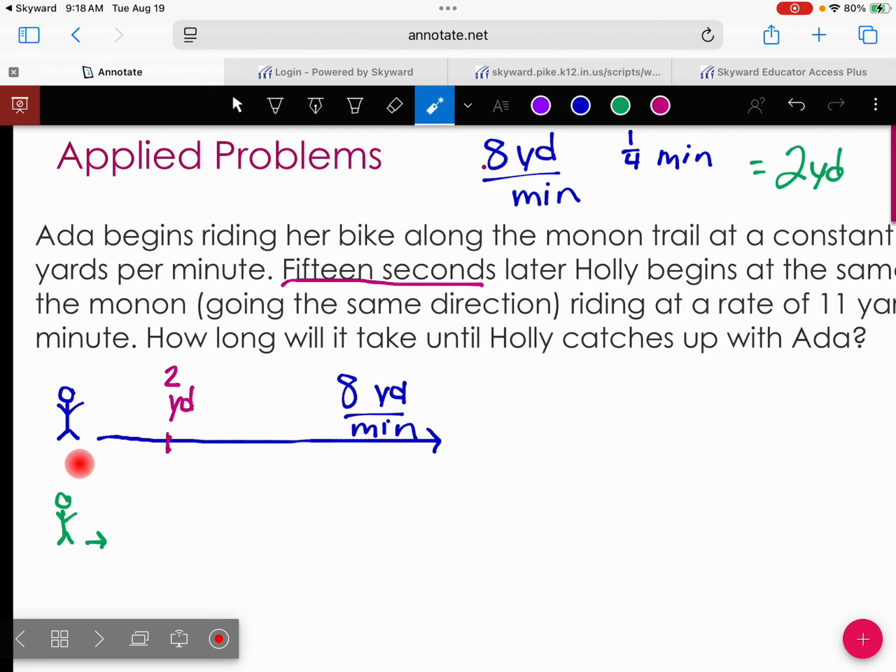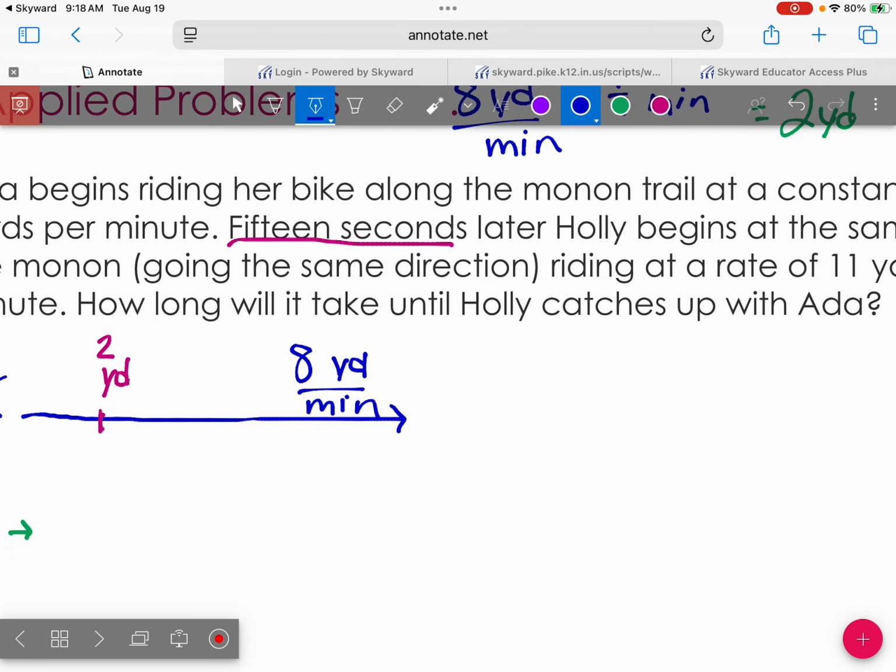So how can I write an equation for Ada and how she's moving? How does her position change? Definitely we're going to have something with the 2 and something with the 8. Which one of those changes every minute? The 8.